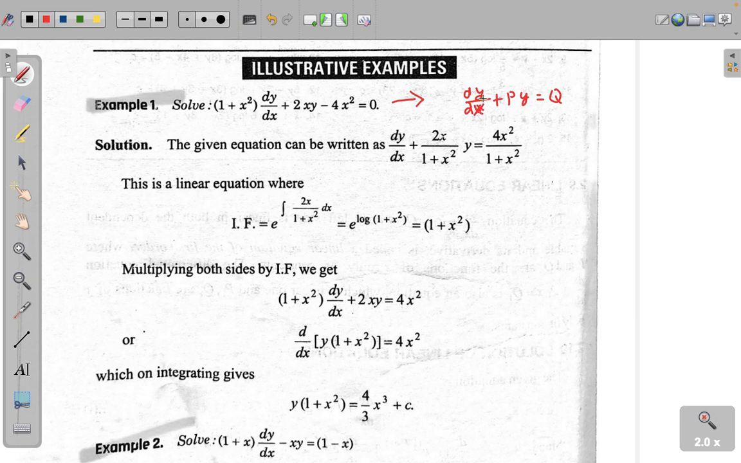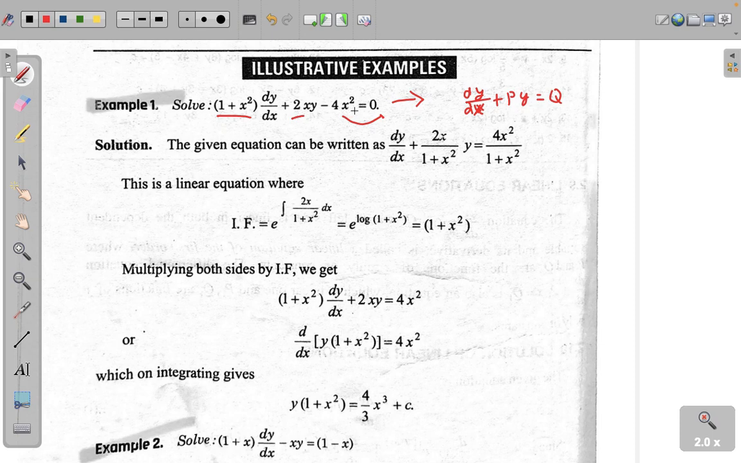ठीक है. इस differential equation को इससे compare करो and you will see that अभी ये differential equation इस form में नहीं है because इस फॉर्म में होने के लिए dy by dx का कोफिशिएंट 1 होना चाहिए, बट यहाँ पर dy by dx कोफिशिएंट ये है. ठीक है. You cannot say like p is 2x and q is 4x square. No, p is not 2x and q is not 4x square.